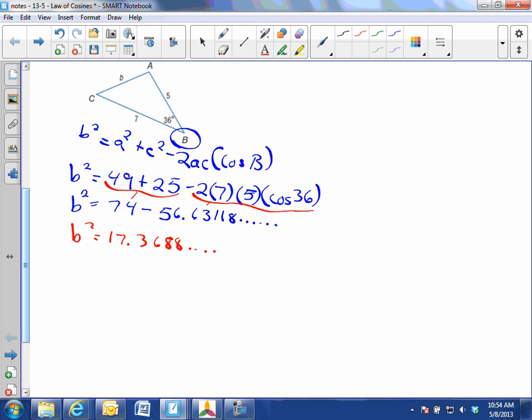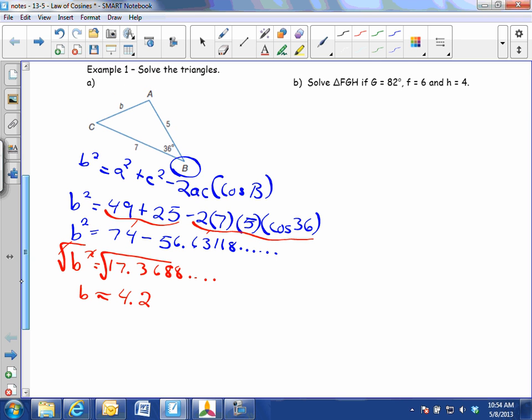How are we going to get just b? You take the square root. Yep, take the square root. So they're going to cancel. And then remember, we usually round to the nearest tenth. So b is going to be about 4.182. That was easy, let's go on.